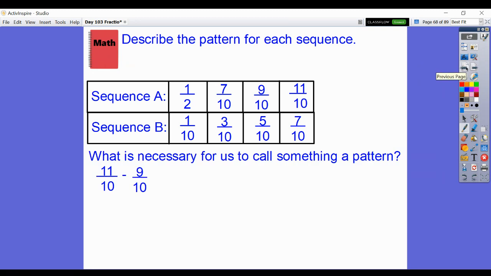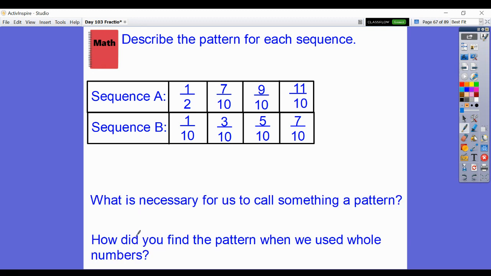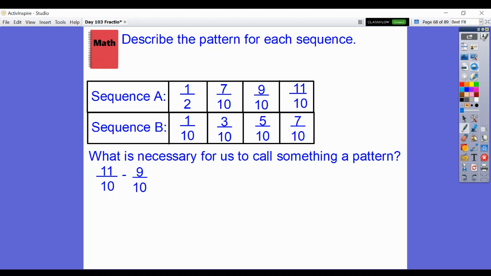Oh, wait, there's another question down here we have to answer. How do you find a pattern when we use whole numbers? Well, you can subtract. You can just subtract the smaller number from the larger number, determine what the difference was, and that becomes your pattern. 9 minus 7 is 2. So I added 2 to 7 to get 9. I added 2 to 9 to get 11, etc. So that's how you would determine your pattern. You can use subtraction to determine that.